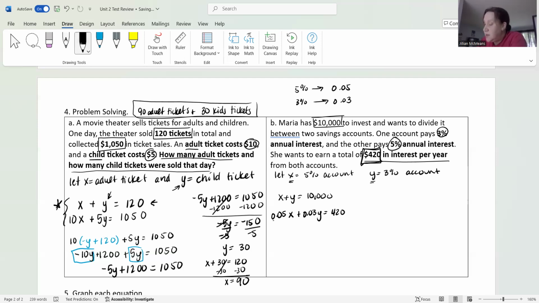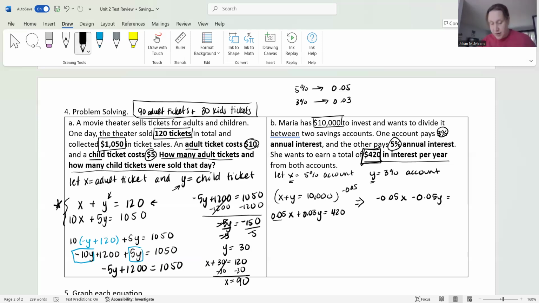So the x in the second equation already has a coefficient of 0.05. So we need to force the coefficient on the other equation to have negative 0.05. In order to do that, we're going to multiply the whole second equation by negative 0.05. So that's going to give me negative 0.05x minus 0.05y equals, and we want to multiply 10,000 by 0.05.